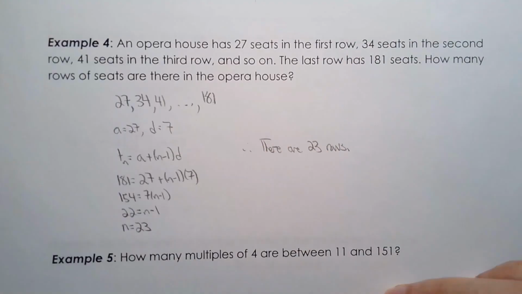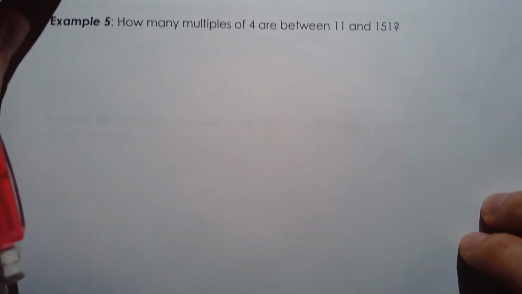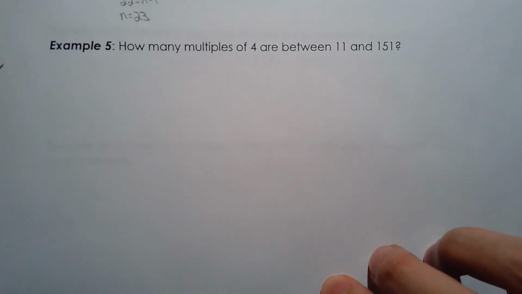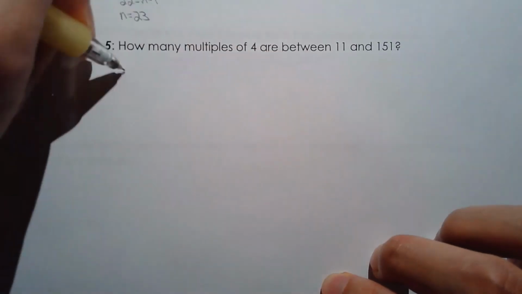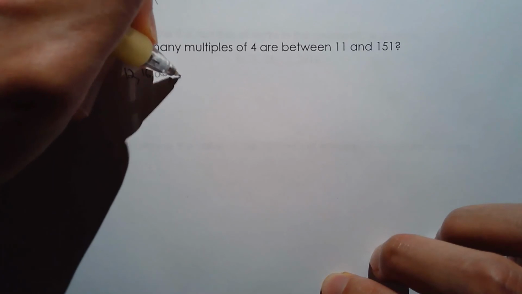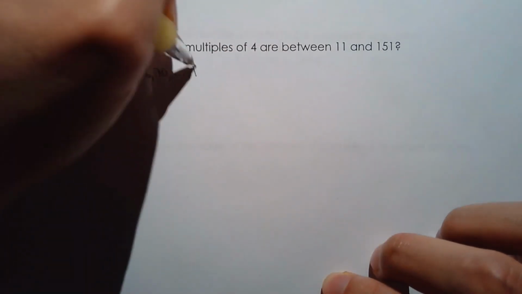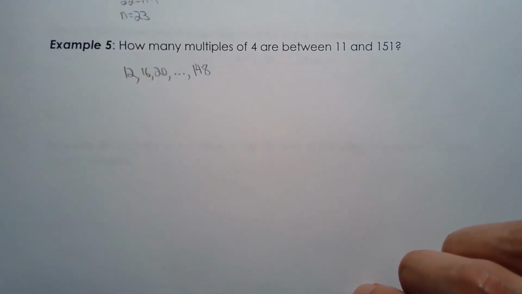Okay. Alright, so let's see. How many multiples of 4 are between 11 and 151? Okay, well, the first multiple is 12. The second one is 16 and then 20. The last one, you can use a calculator and check, but it's 148. So now we basically converted this question just like what we have before. How many terms are there? Because the number of terms will tell me the number of multiples between 11 and 151.